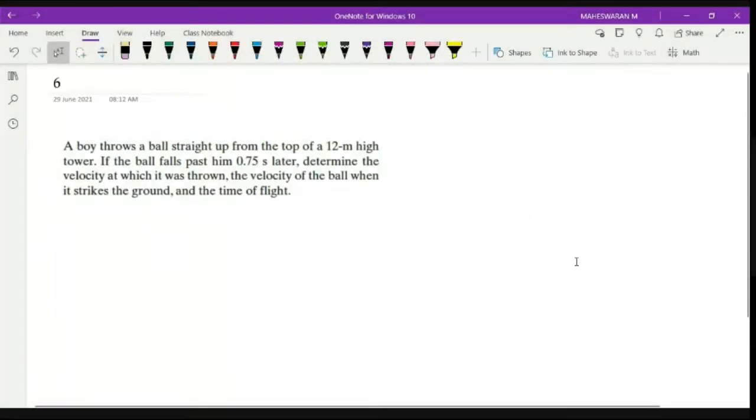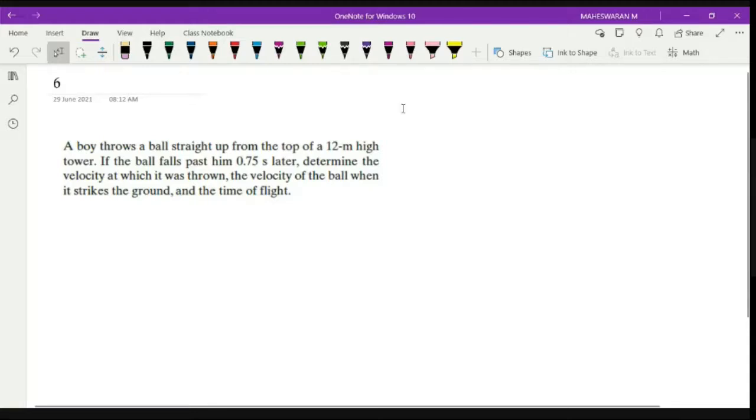Consider this problem. A boy throws a ball straight from the top of a 12-meter high tower. If the ball falls past him 0.75 seconds later, determine the velocity at which it was thrown, the velocity of the ball when it strikes the ground, and the time of flight. So what is the time taken?